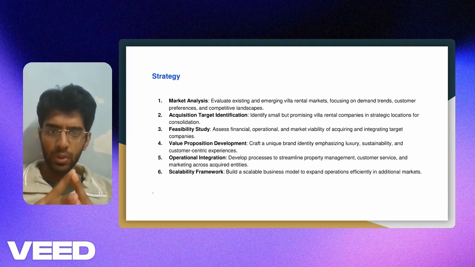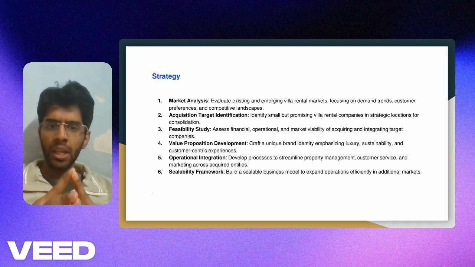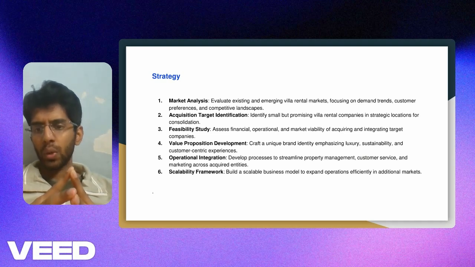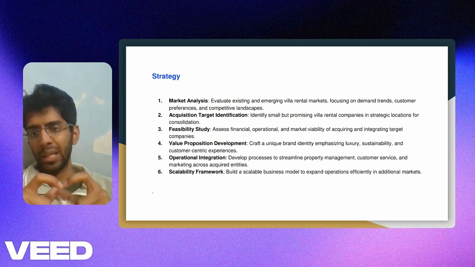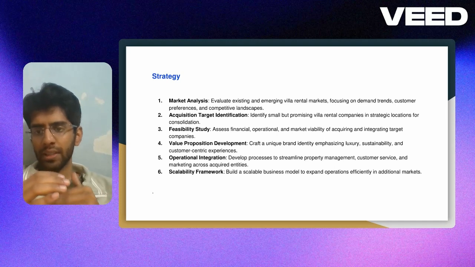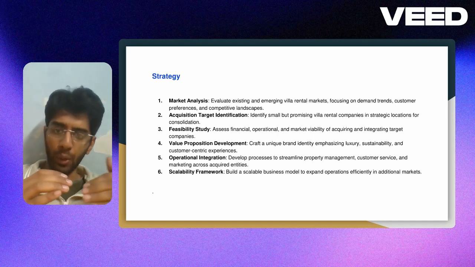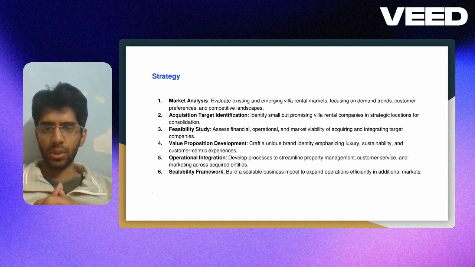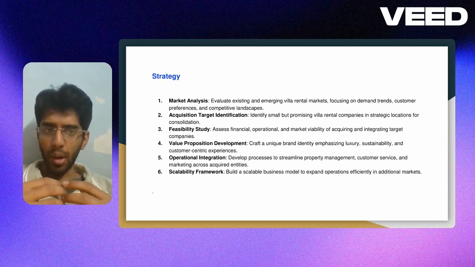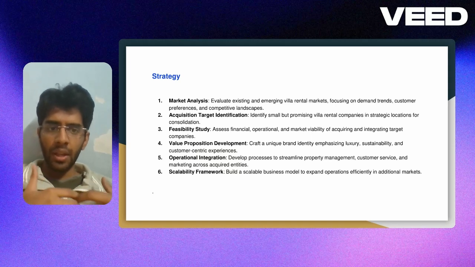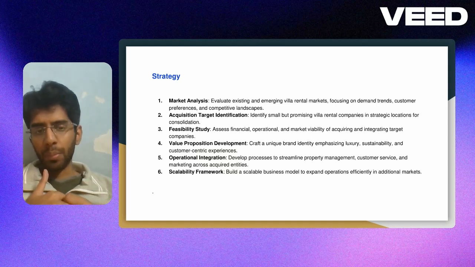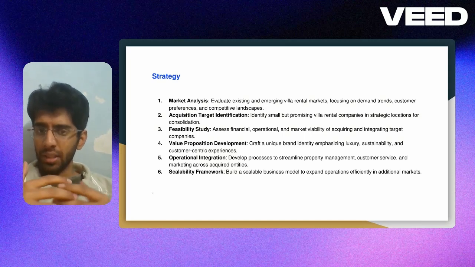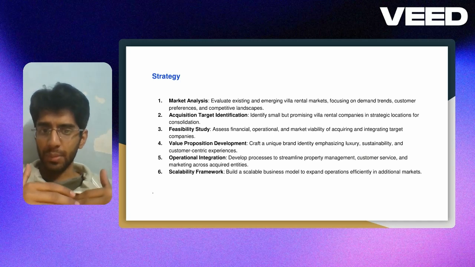So the second is acquisition target identification. Even if we are not going to acquire them immediately, we can keep them on the checklist and look forward to acquiring them sometime in the future. The idea here is to look at strategic partnerships in locations which are promising in this market domain.